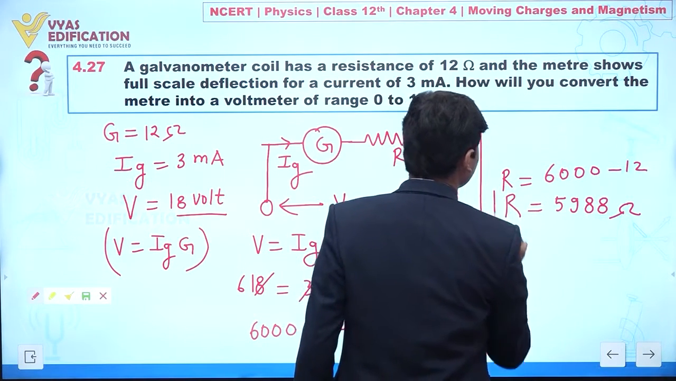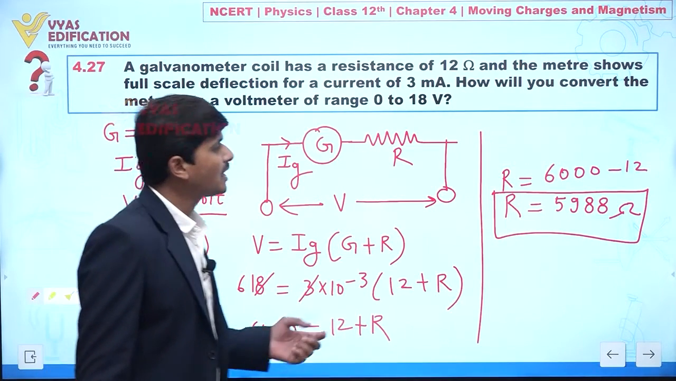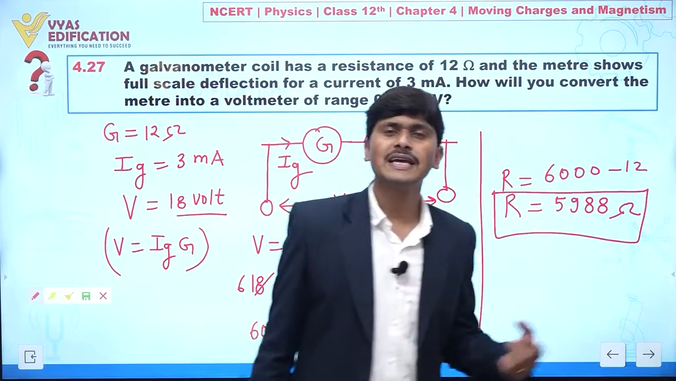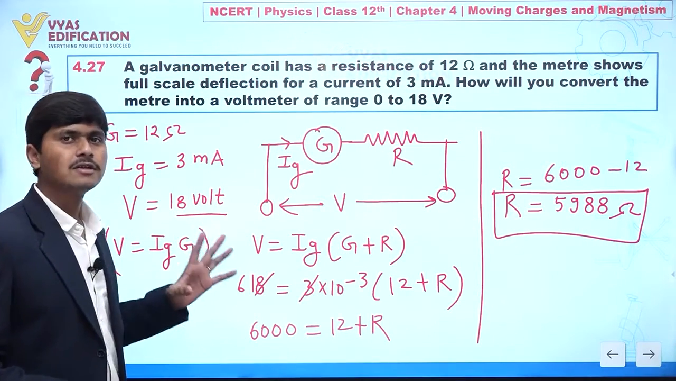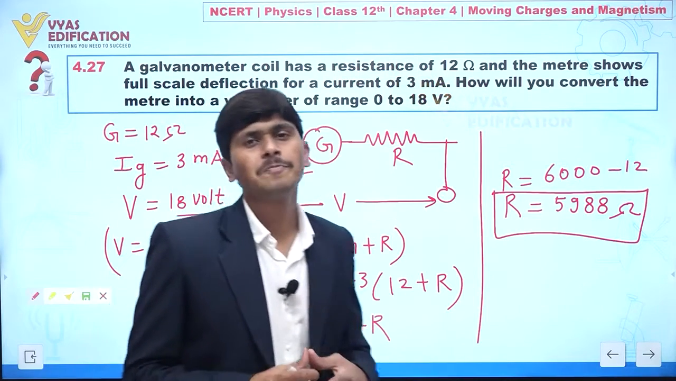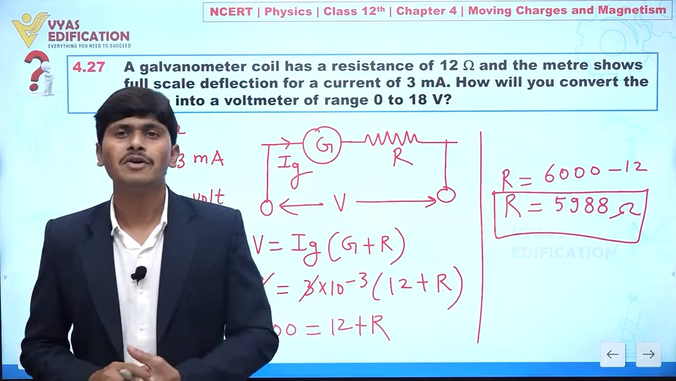So this is the value of capital R. Clear to everyone? The capital R value is 5988 ohm. So like this we can convert a galvanometer into a voltmeter. This is all about this question.